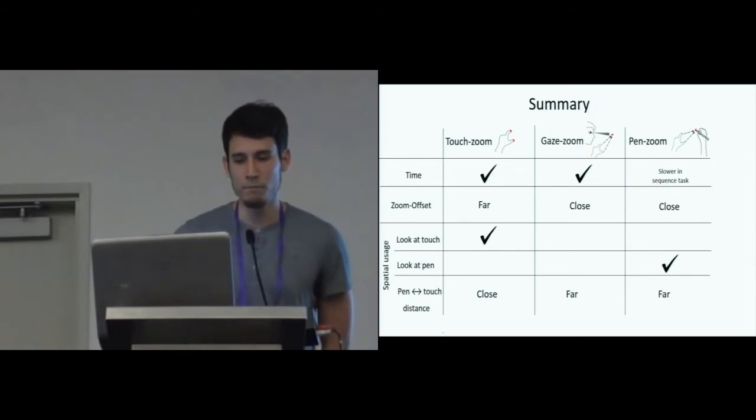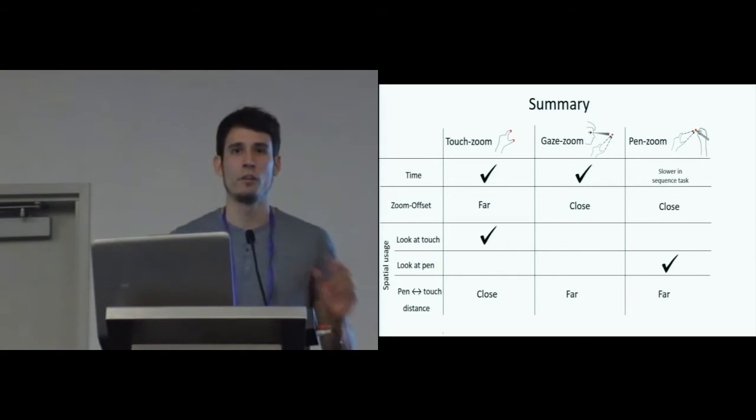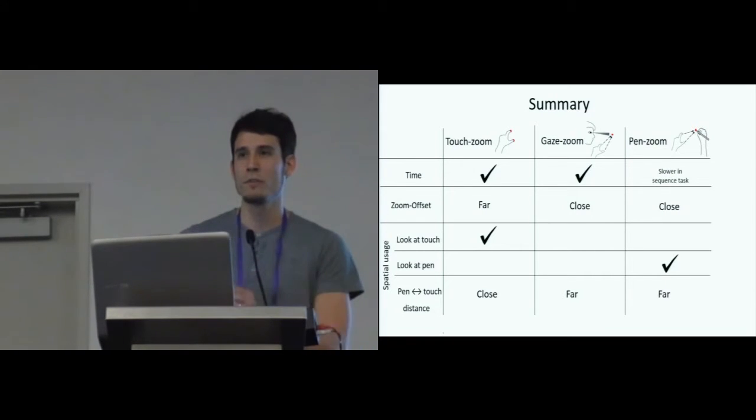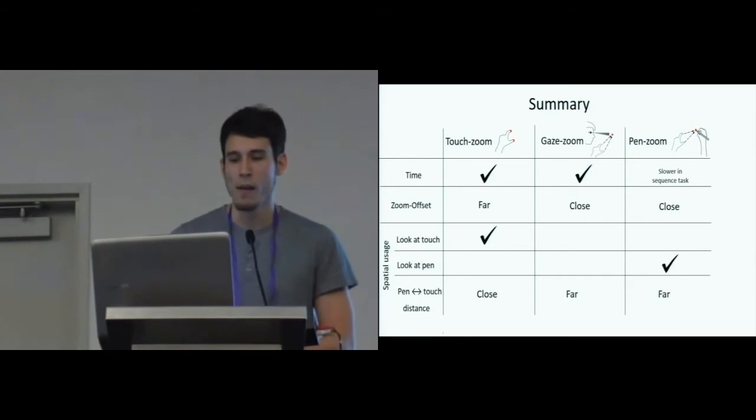And at last, we looked at the pen to touch distance, so how close was the non-dominant hand to the dominant hand. And we found that when using direct pen and touch, users were actually normally interacting in the same space, so relatively close to each other with both hands. And using the indirect techniques, however, gaze zooming or pen zooming, users were quite far apart. So they used the space they had on the screen to also avoid the problem of interference.